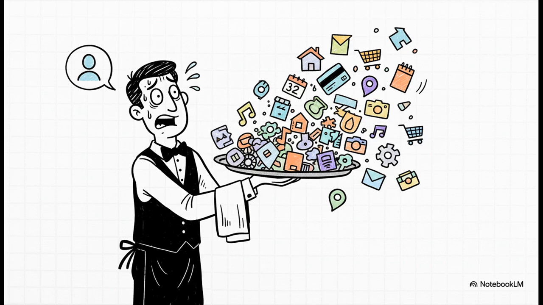Sometimes, when you ask for just one little piece of information, like, say, a user's name, the waiter comes back and brings you their entire life story. Their name, their address, their order history, everything. This is called overfetching, and it's a huge waste of time and data, especially on mobile.